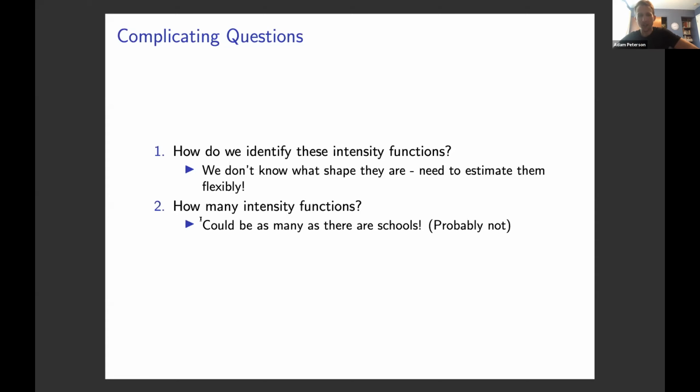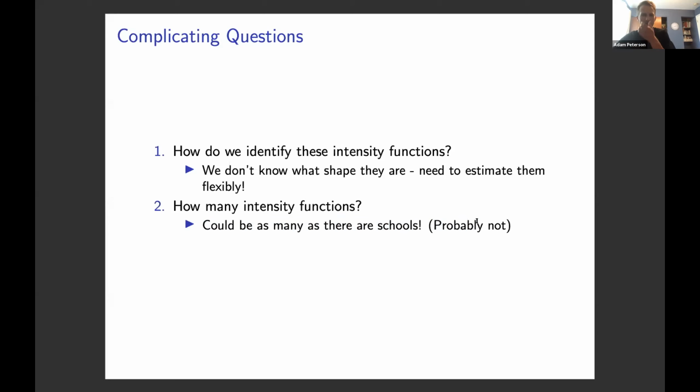I have here that there could be as many intensity functions as there are schools, but it's probably not the case that we have enough data to support that kind of question. We probably want to come up with some smaller number of intensity functions, or clusters, that we do have enough data to identify and then link to a health outcome.